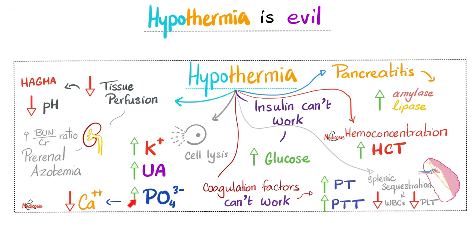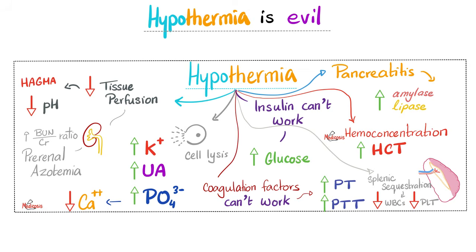When phosphate is high in the blood, usually calcium decreases. Moreover, it's very hard for your insulin to function if you have hypothermia. Next, hypothermia can lead to pancreatitis. Hypothermia can raise the hematocrit. Hypothermia makes it difficult for the coagulation factors to work. When insulin cannot work, you get hyperglycemia. When coagulation factors do not work, you get elevated PT and PTT.